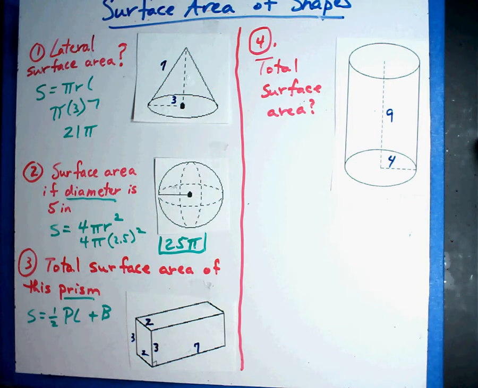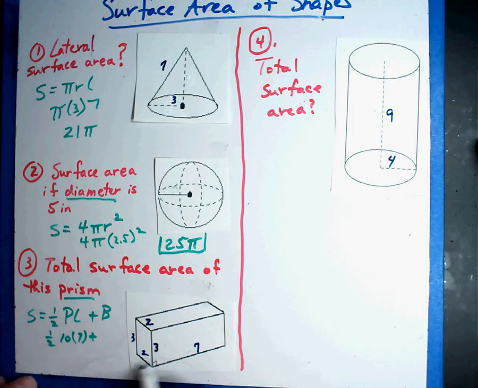Remember, perimeter is walking around. So if I start at this corner, I'm going to go 3, and 2 is 5, 6, 7, 8, 9, 10. So I'm going to have a total of 10. That's that perimeter, times the length, which is 7. That's going to be 1/2 of that, plus B. Now remember, B is going to be the area of the base.